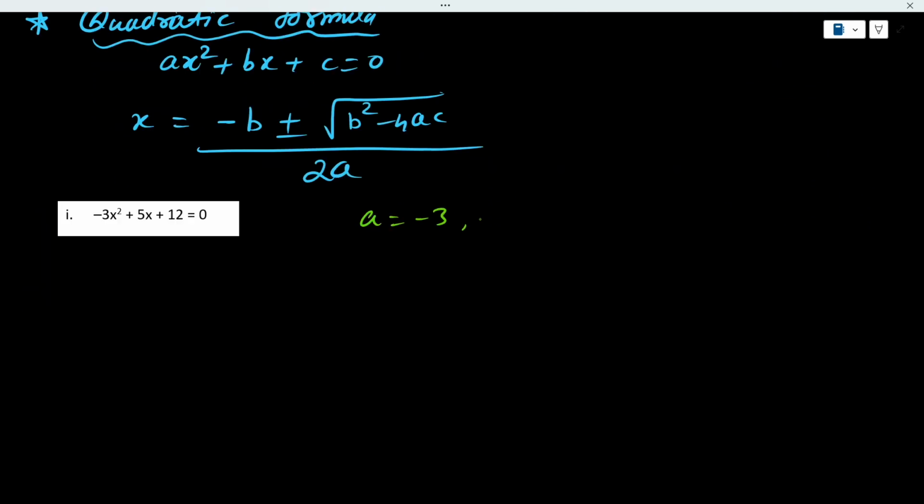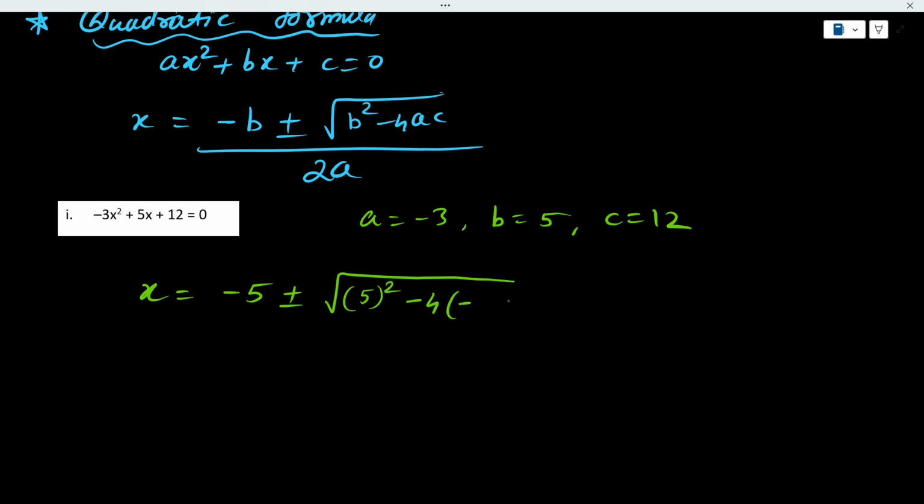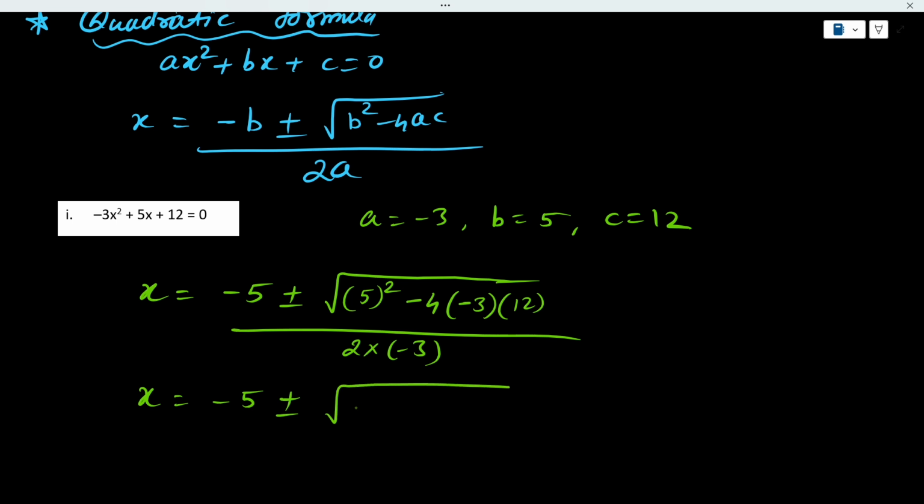Now here, a equals minus 3, b equals 5, and c is 12, right? So x will be, if I substitute, minus 5 plus or minus... always first get b squared minus 4ac. Do it separately to avoid any mistake with the sign, because a is minus 3, by 2 times minus 3, right? So how can we do it here? Minus 5 plus or minus root of 25, and negative of negative is positive, so it will be positive 12, 12 times 12 is 144, by minus 6.